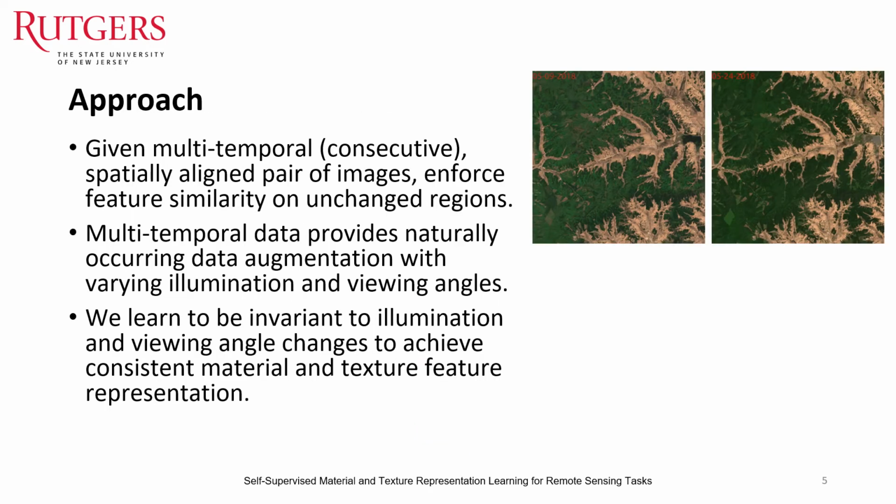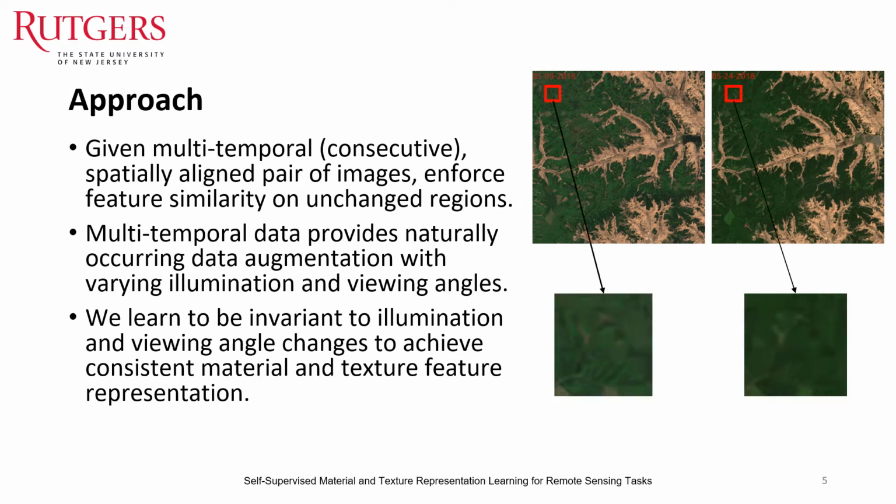So let me take a step back and explain our initial assumptions and overall pipeline. Given a multitemporal and spatially aligned pair of images, we enforce feature similarity on the unchanged regions. The temporally consecutive patches give us a naturally occurring data augmentation that is caused by the changes of illumination direction and viewing angle. We then can enforce similarity of those patches to essentially learn invariance to illumination and viewing angles.